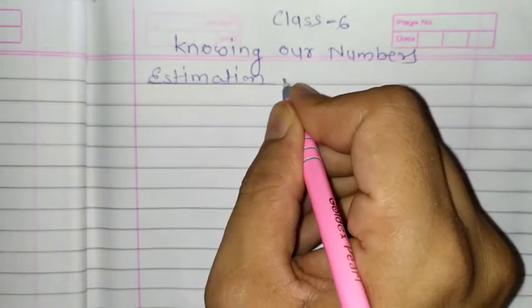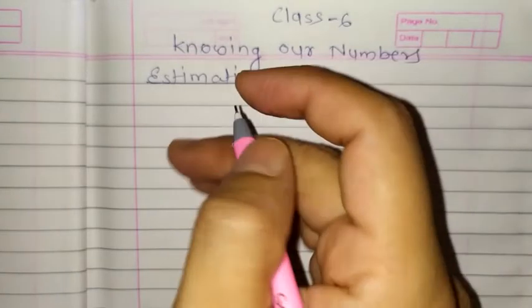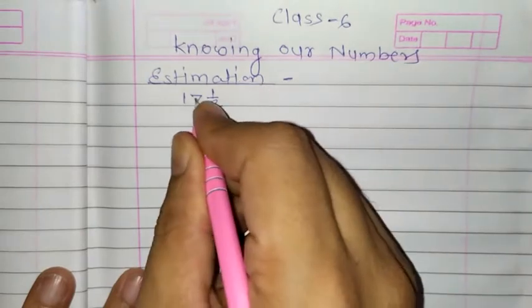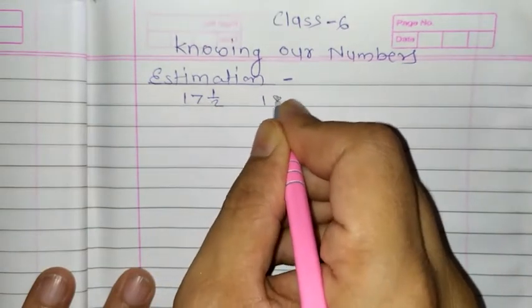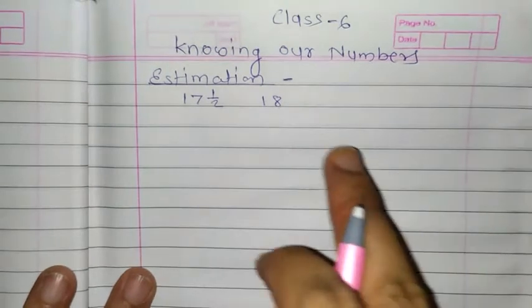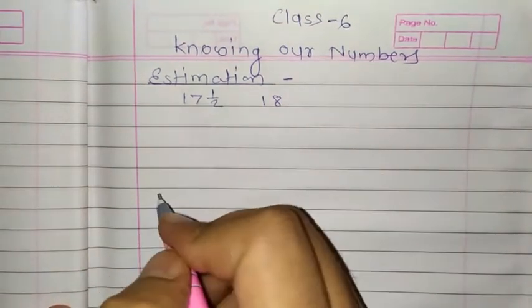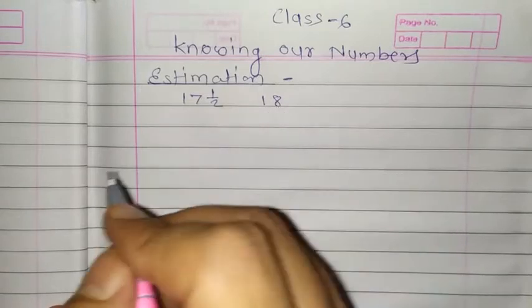In estimation, you have to convert the actual number into a round off number. For example, in an exam, if you got 17, generally the teacher will convert this number into 18 because it is closer to 18. So they do it as a round off. This number is a round off number.